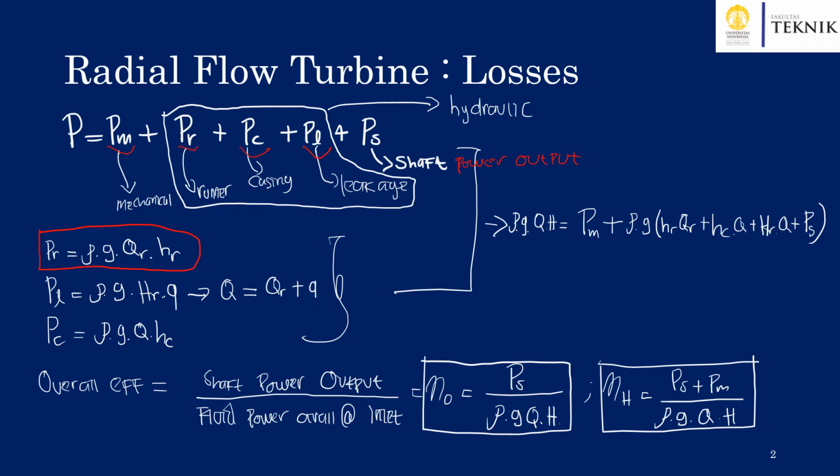Now let's have a look at the runner power loss, or PR. That is the function of density, gravity, and QR here is the flow rate through the runner, and HR is the head loss at the runner.